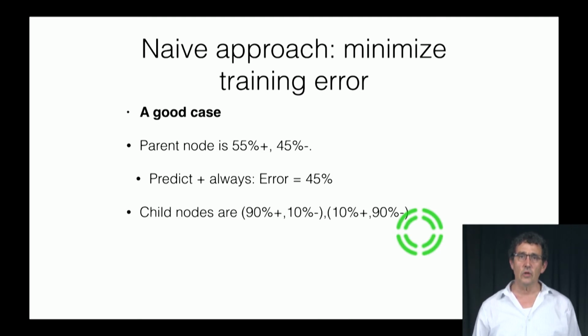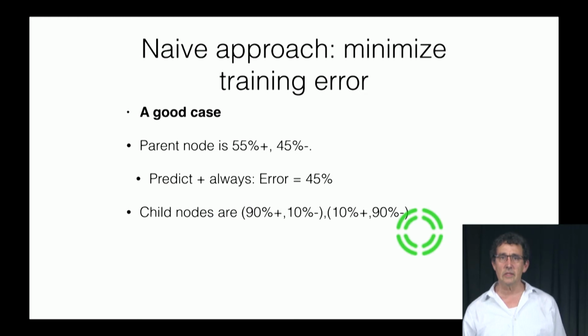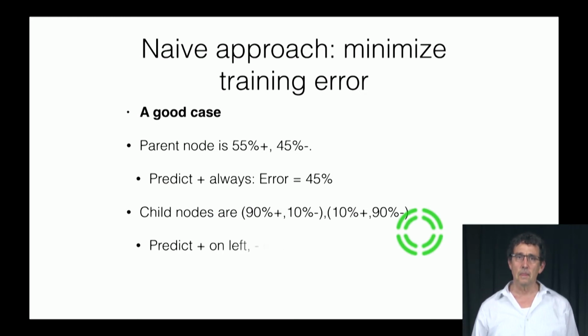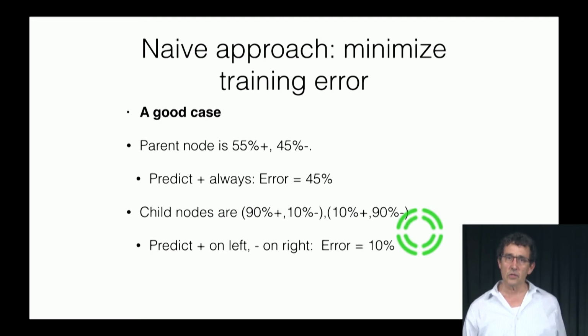And the children nodes are 90% plus 10 minus, or 10 plus 90 minus. This predicts plus on the left and minus on the right, and so the error is 10%. So in this case, the error has decreased nicely, and we're happy with what we have.